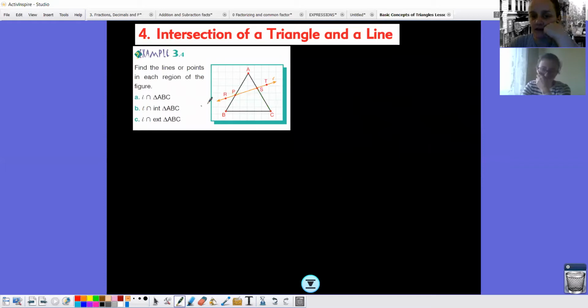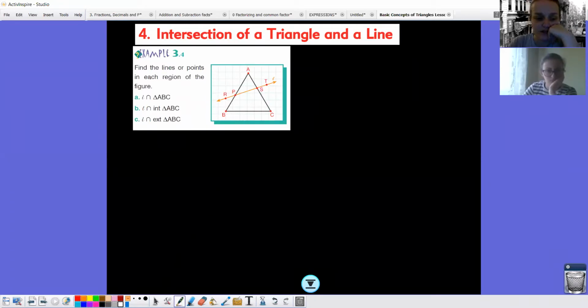Now here we have the intersection of a triangle and a line. As you see here, we have a line that intersects the triangle, and it says find the lines or points in each region of the figure. L intersection triangle ABC. Which points are in their intersection? Do you understand the question? We have the triangle, we have a line on it, and we are trying to find the intersection of the line and the triangle. So which points, or if you have any line that intersects with the triangle?